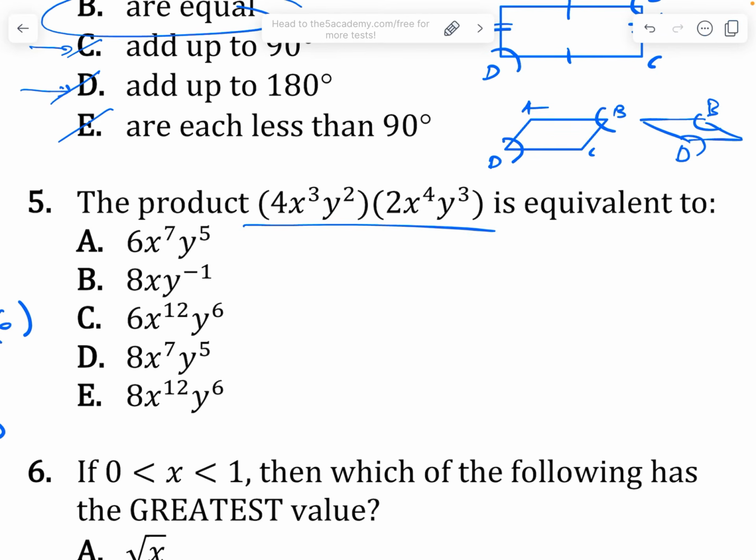The product of this is equal to what? Okay, so what we're going to do is combine like terms. So we have constants, we have an x term, and then we have a y term.